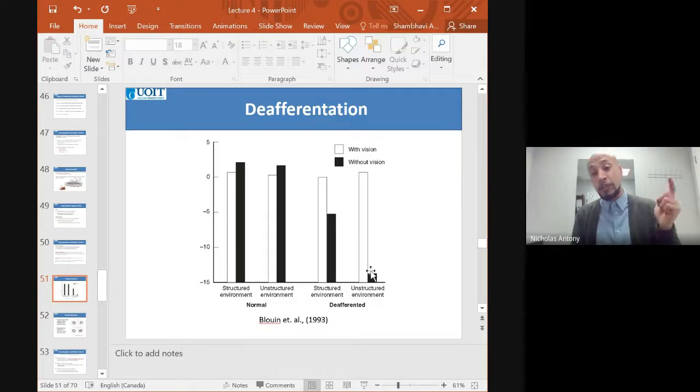That also shows that as we learn motor skills, we initially rely heavily on vision. And then as we get better and better, we don't have to rely on vision. We can rely more on proprioception.